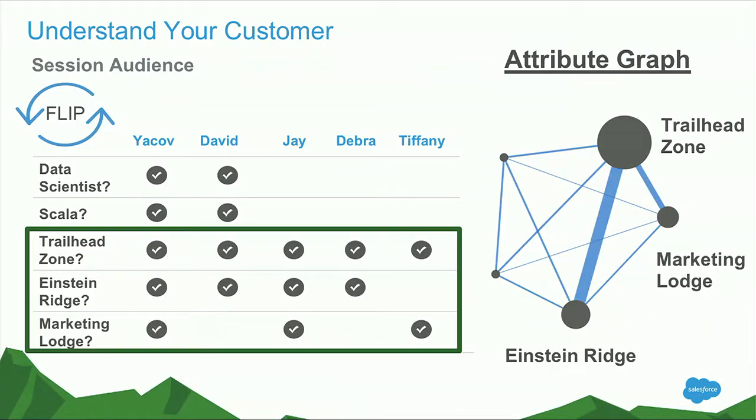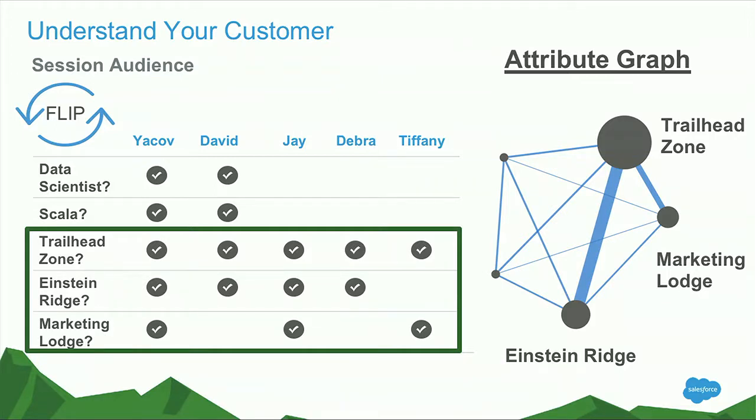And when we transpose the matrix, we effectively build an attribute graph, where the nodes are now attributes connected by the people that they have in common. And immediately we see the most similar attributes of our audience are the 3 Dreamforce destinations, with the Trailhead Zone being the attribute that we all have in common.